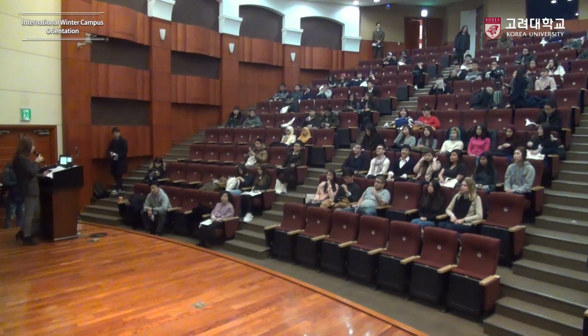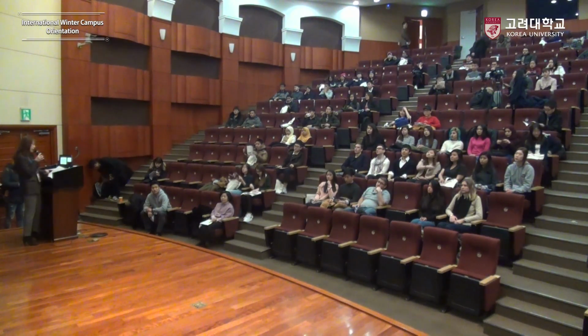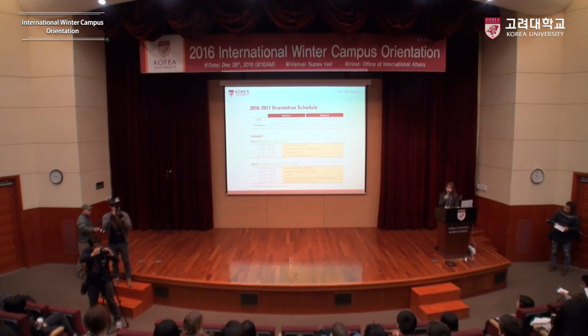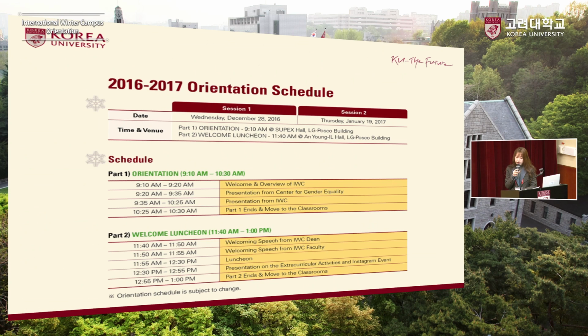Okay, let's gear up for the program orientation. On the screen, you can check today's agenda, and this is also indicated in the student guidebook, page 5. For part 1, student orientation will run from 9:10 to 10:25. It is divided into 2 sessions, which will be a presentation delivered from the IWC Center for Gender Equality, and subsequently a presentation delivered from the IWC covering all the detailed information that you need to know during the program period. When all the oral presentations are over, you may proceed to class for period 1 for an hour today.